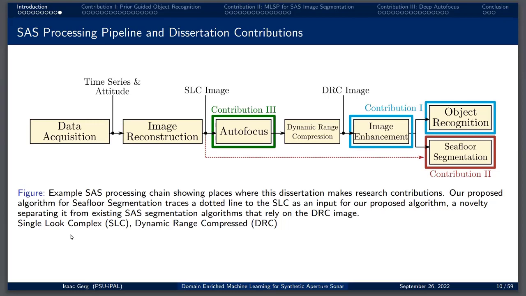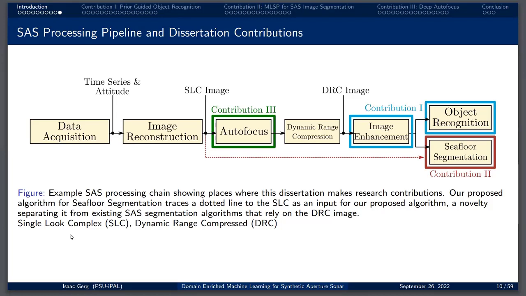This is going to result in the dynamic range compressed image, or human consumable image. All the images I show where you see the ocean floor are at this stage. And then from there, we're going to go through an image enhancement, maybe to despeckle, because there's speckle due to the SAS phenomenology. And then we're going to go through object recognition and seafloor segmentation.